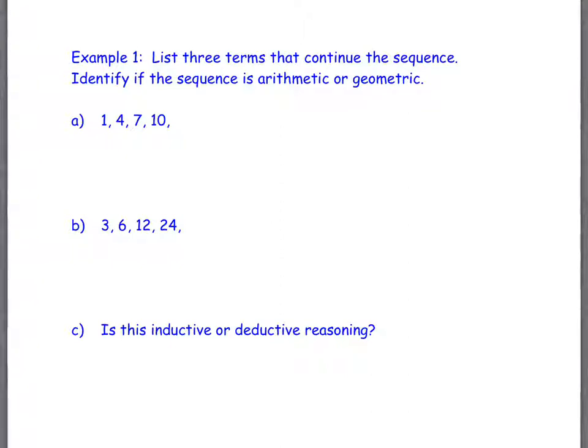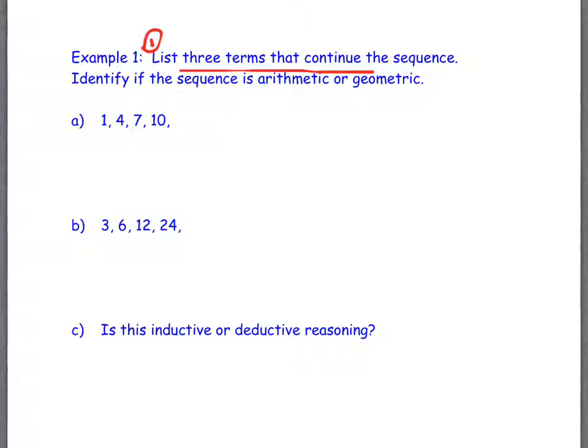Okay, so what we're going to do is take a list of numbers, 1, 4, 7, 10, and we're going to do a couple of things. The first thing it says is that we're going to list the 3 terms that continue the sequence. So we're going to find the next 3 terms. So this is like problem number 1.